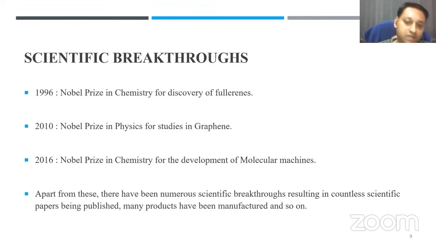fullerene. This was the first discovery of a nano-form particle, the fullerene, which is a zero-dimensional form of carbon. Then in 2010, the Nobel Prize in Physics was given for studies on graphene, and after 2010 a numerous number of papers were published on graphene. In 2016, the Nobel Prize in Chemistry was given for molecular machines.